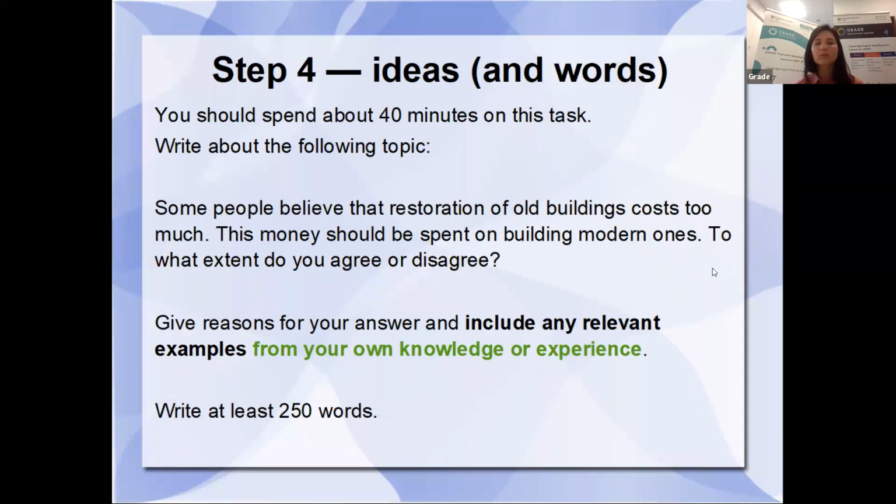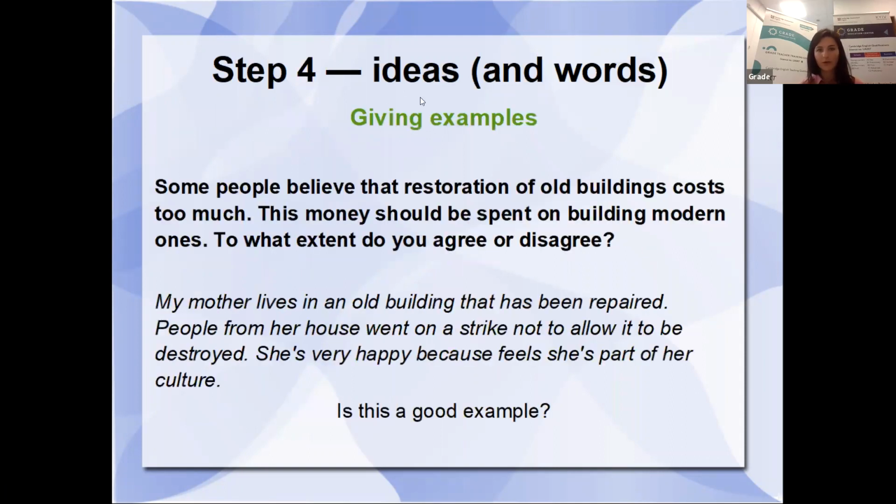Now, let's talk about one more thing. So this is again a full task. And here, the last line, it's present in every IELTS essay task. It says, give reasons for your answer. Okay, we have talked about it. Include any relevant examples from your own knowledge or experience. Now, from your own knowledge or experience, I want us to look at this example. So let's talk just a little bit about giving examples.